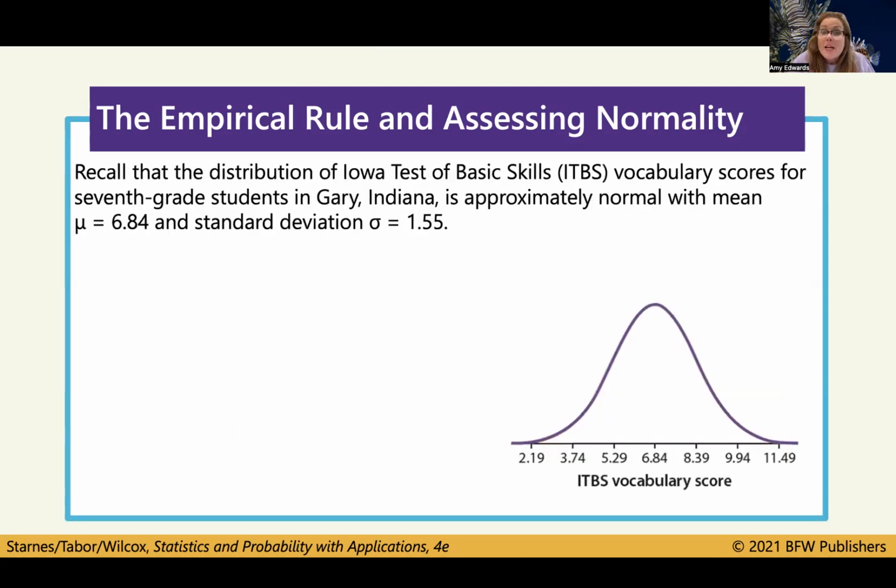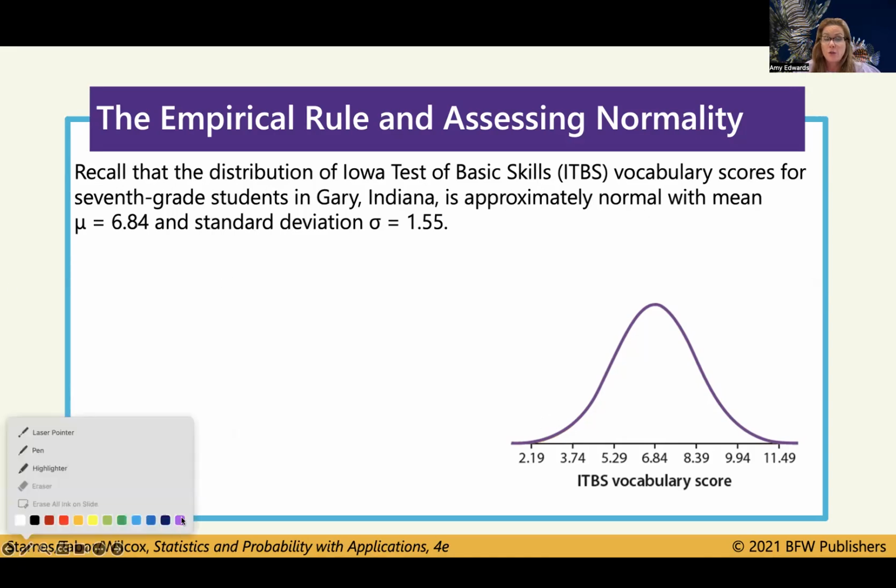Okay, so let's go back to our Iowa Basic Skills Test. And we had the 7th grade student scores. And this is in Gary, Indiana. And you actually did this. We did this in class where it's normally distributed. So it's going to look like a bell.